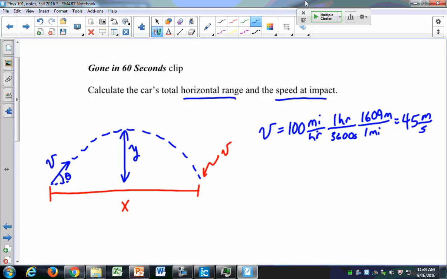So next time you're out with your friends or whatever, you're driving 100 miles an hour down Highway 1, don't do that, actually. Next time you're out driving, you can talk about the conversion between miles per hour to meters per second. All right? So our speed is 45 meters per second, and our angle is also, well, what do you think the angle is?